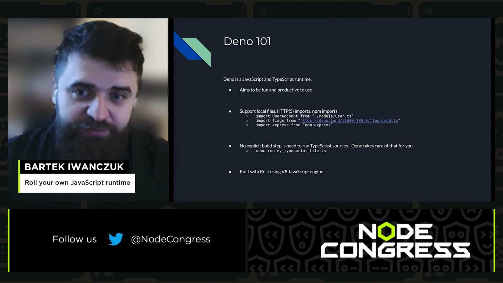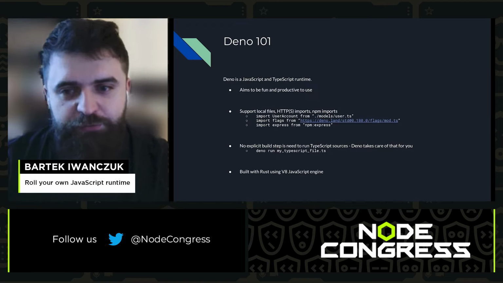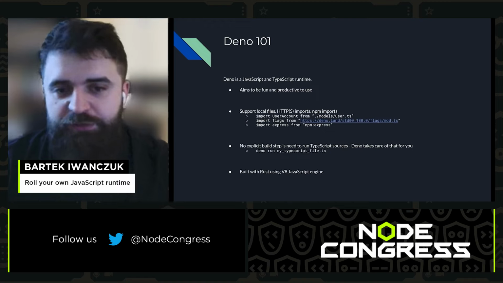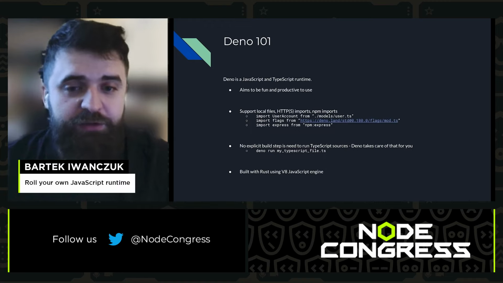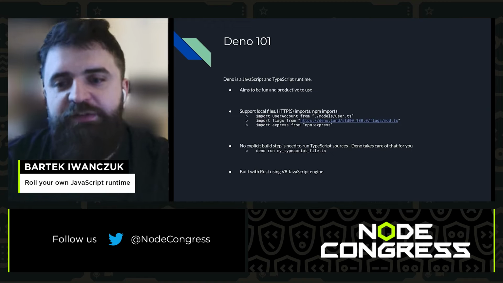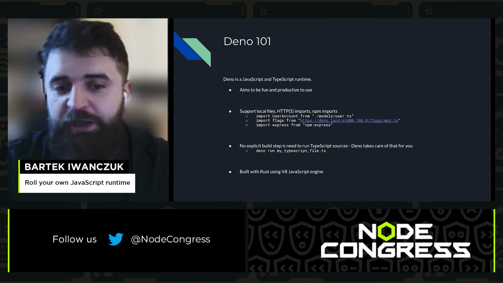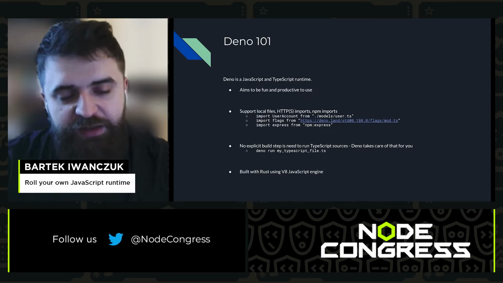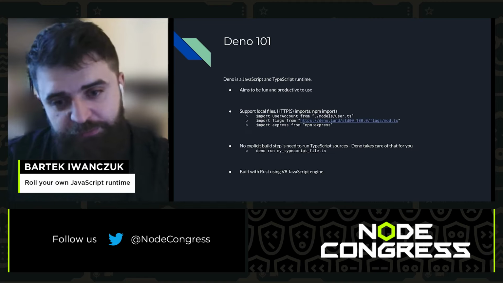So Deno is a JavaScript and TypeScript runtime. It aims to be fun and productive to use. Deno supports importing source code from a file system or from remote servers using HTTP or HTTPS protocol. And we also support NPM imports using these npm: specifiers. Deno is a TypeScript runtime in a sense that it's not needed to explicitly build your TypeScript sources to JavaScript before executing them. Deno can take care of that for you. It can transpile the sources, but it also can type check them.